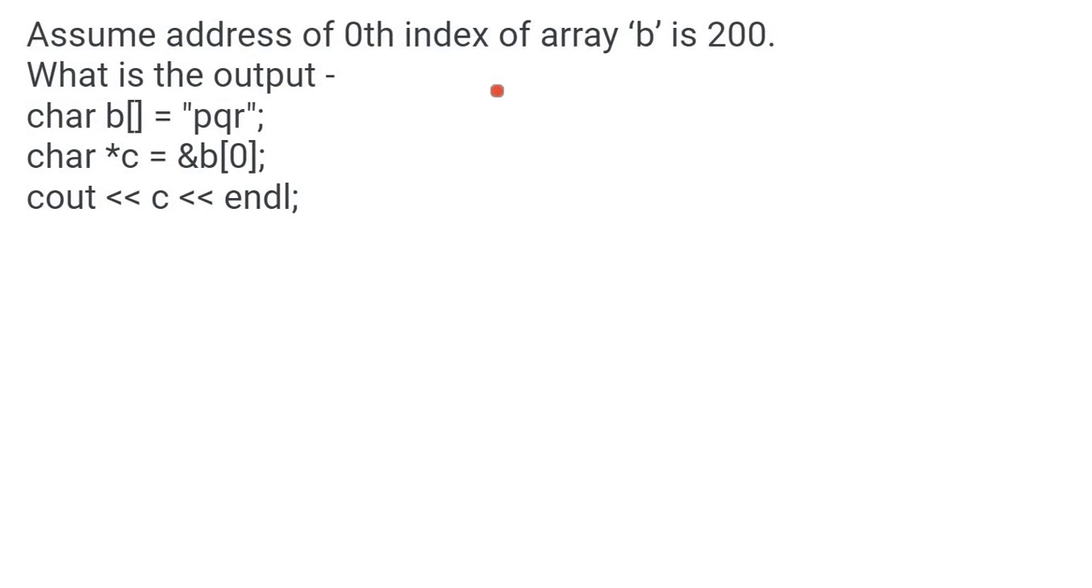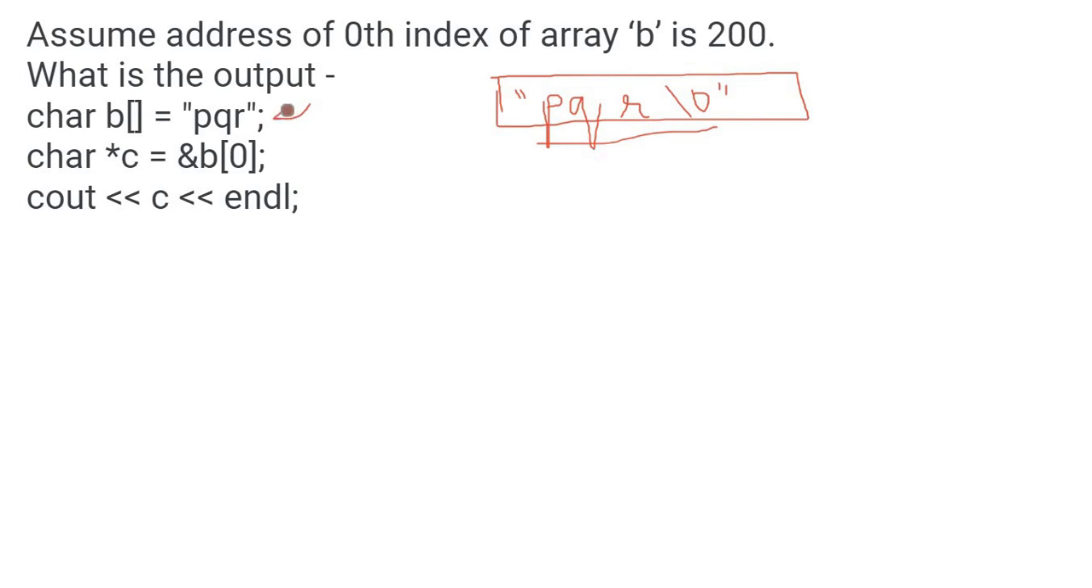Next question. Assume the address of the 0th index of the array is 200. What is the output for this? We are given this is PQR. We will have an array of characters of this form. It will have a size of 4, PQR and then a \0 which will be inserted by the compiler, because we have initialized it using the double quotes method.